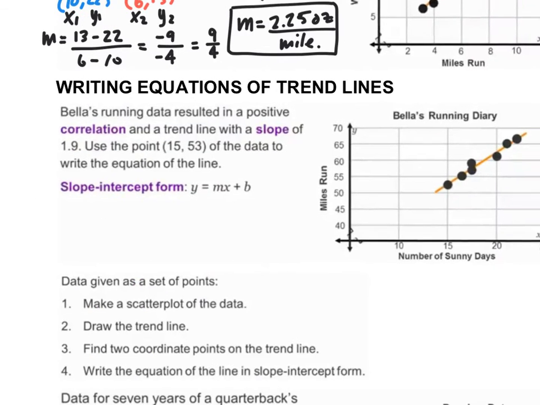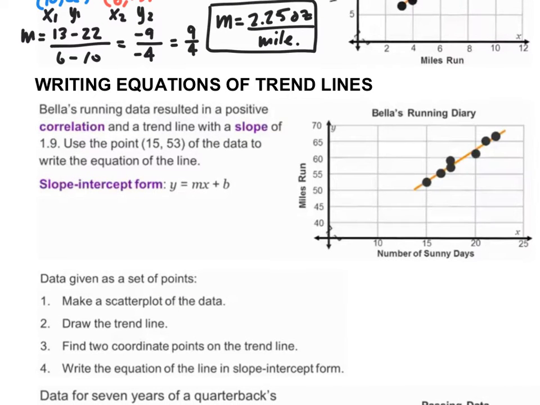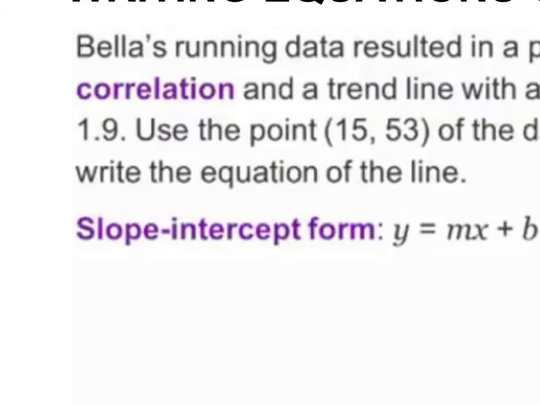Now on this one, we're going to be writing equations of trend lines. This is the same problem that we had in the top part of the page, and we have a slope of 1.9. Now we want to use the point (15, 53) of the data to write the equation of a line, given this extra point on the trend line. Nothing new. Our slope m is equal to 1.9, my x value is 15, and my y value is 53.